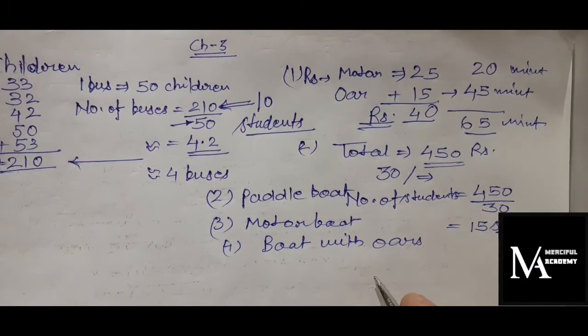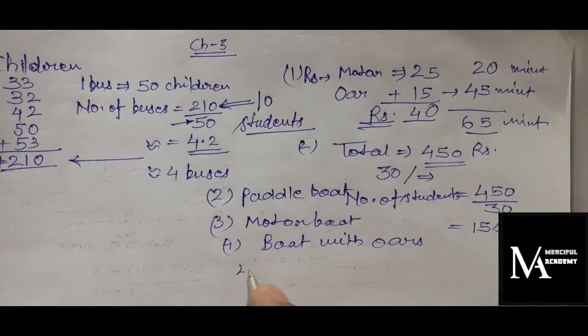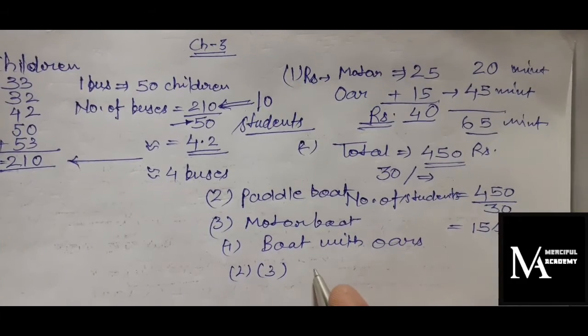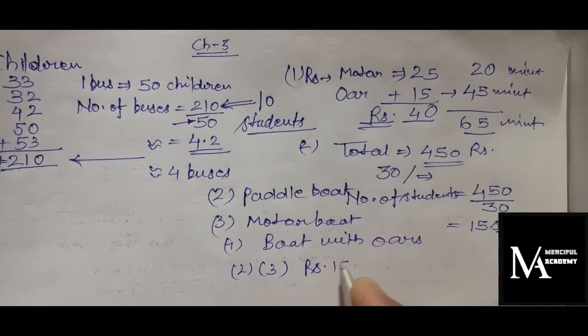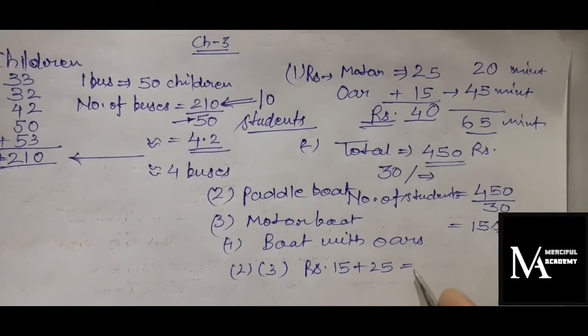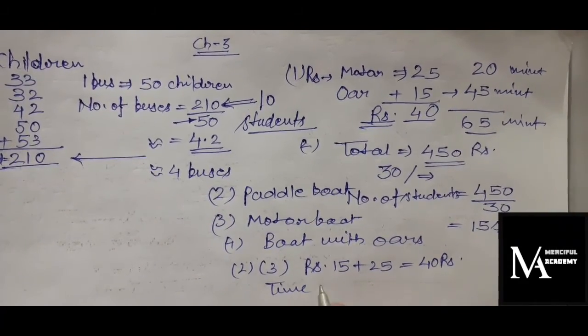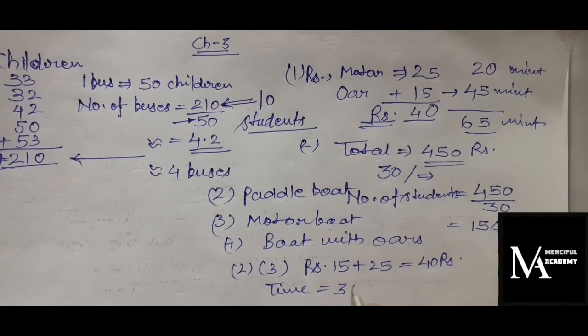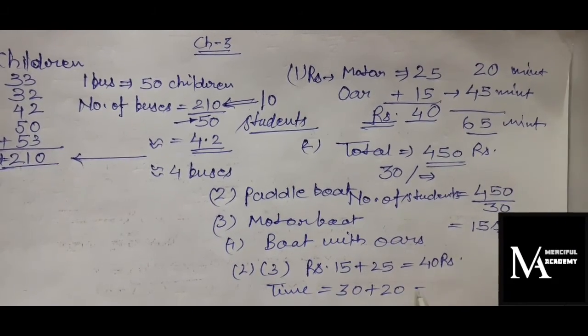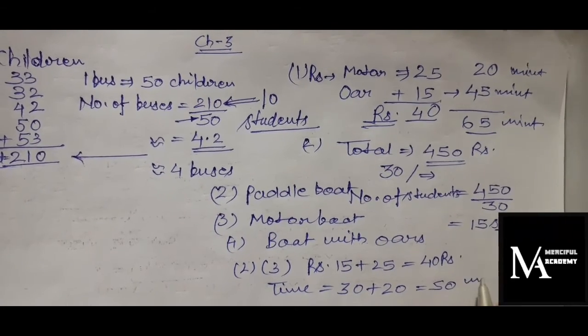horse. With 40 rupees he can use only the 25 and 15 rupees boats and the total timing is 50 minutes. Then it will be the second boat and third boat. The amount of the second and third boat, 15 plus 25, is equal to 40 rupees. Time will be 30 plus 20 equal to 50 minutes.